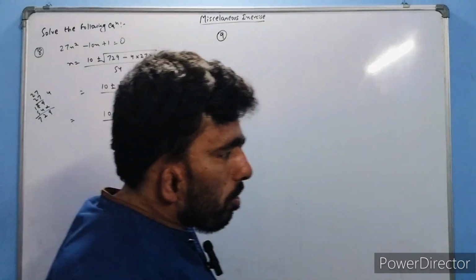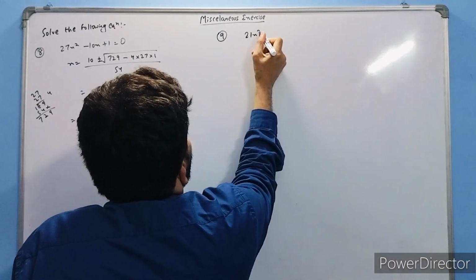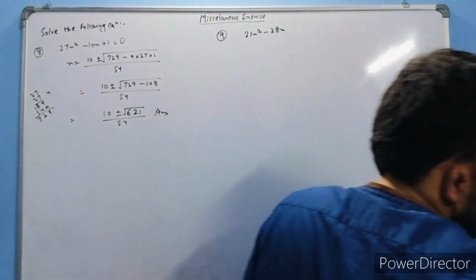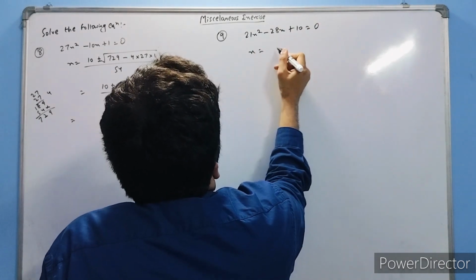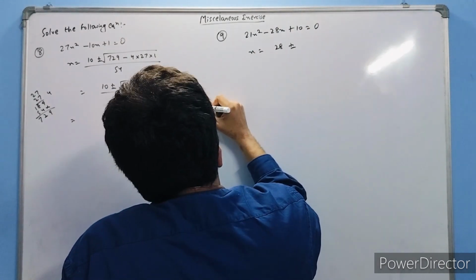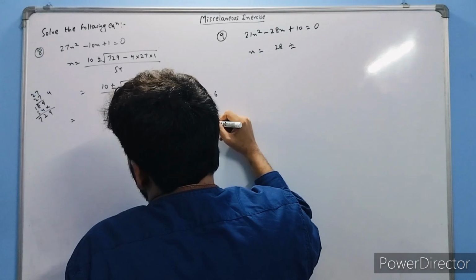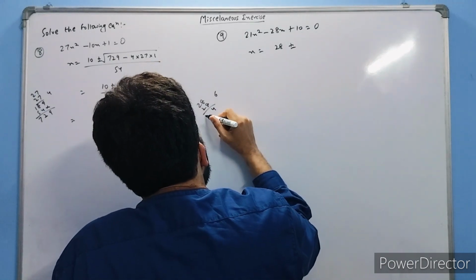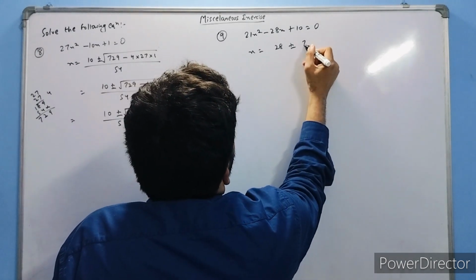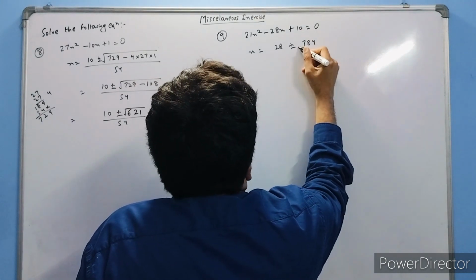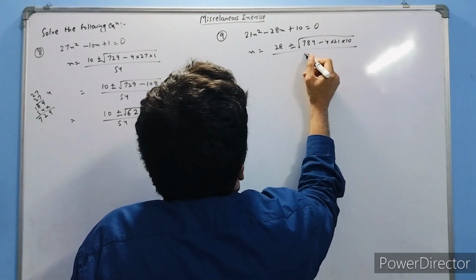So now the next equation we need to solve: 21x square minus 28x plus 10. Okay, let us try to solve. 28 plus minus b square. 28 into 28, so we have 784, b square minus 4 into 21 into 10. Okay, so I have this.